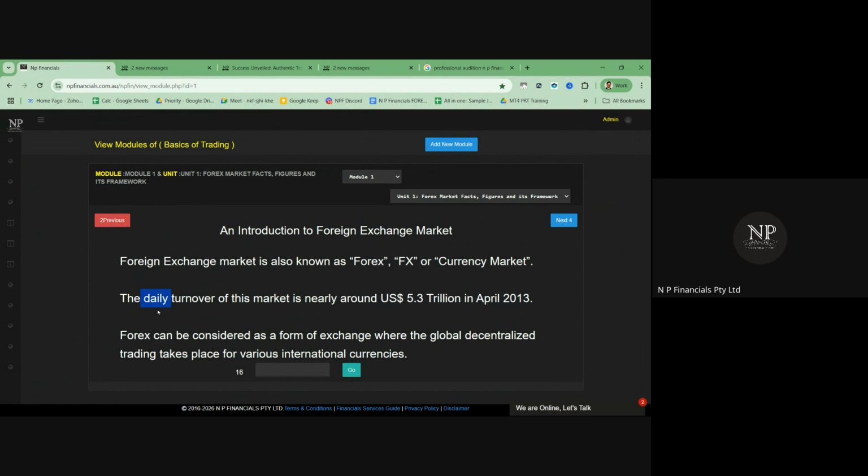Forex can be considered as a form of exchange where global decentralized trading takes place for various international currencies. Although the exchange name is there in foreign exchange, no exchange is physically present which is controlling the foreign exchange. That is why it is decentralized. Exchange here means bartering. We are exchanging.